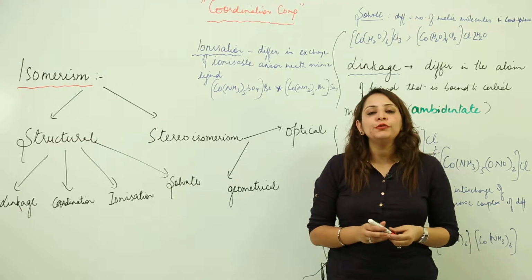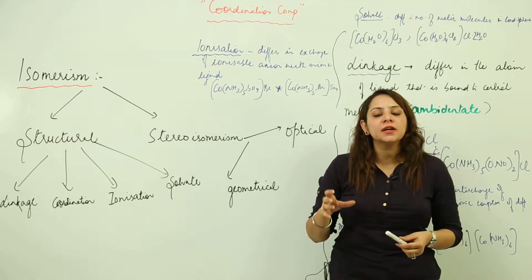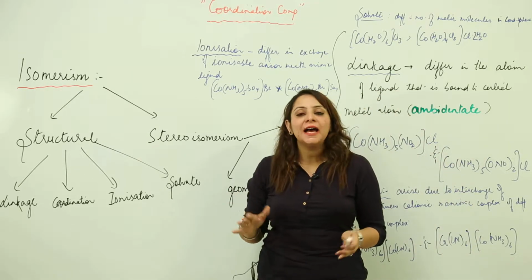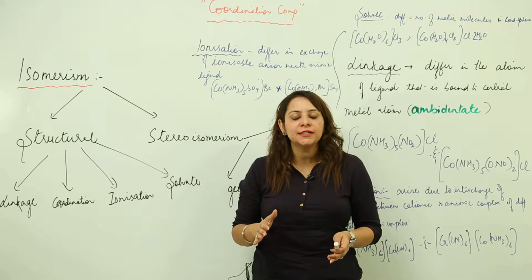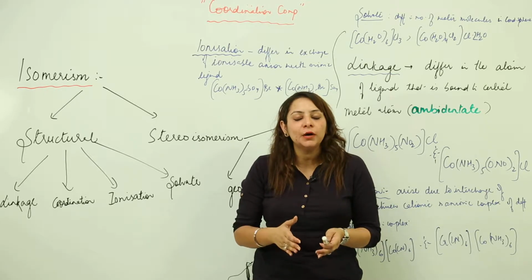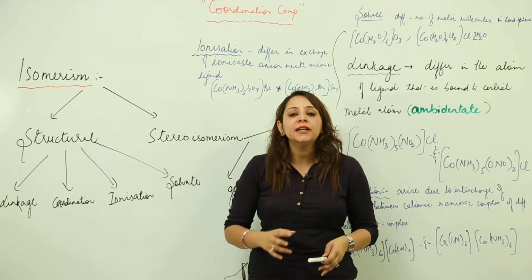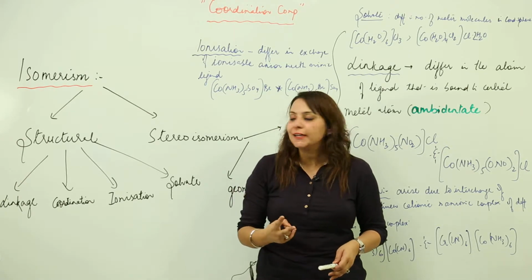Now we are going to look at the isomerism that coordination compounds exhibit. We have two kinds of isomerism. As you all are aware of the definition, isomers are compounds that have the same molecular formula but a different arrangement. So it commonly shows two kinds of isomerism.